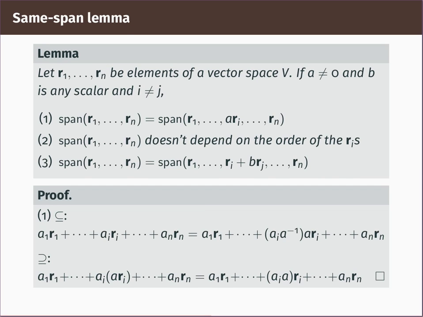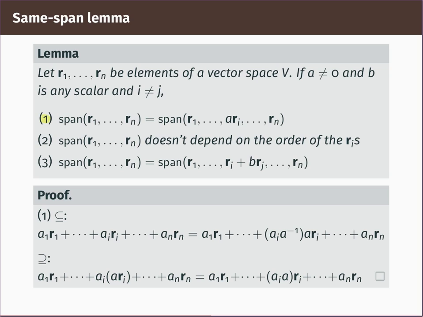So here's a statement of a lemma which helps make that precise. If you have any elements r1 up to rn of a vector space V, and if you have 2 scalars a and b where a is not 0, and if you have 2 numbers i and j which are not equal and which are between 1 and n, then the following 3 things hold.